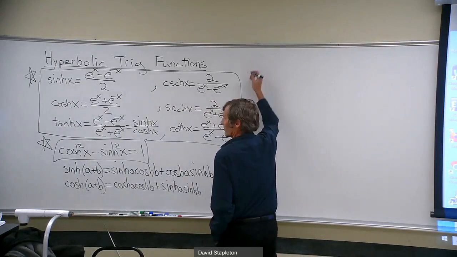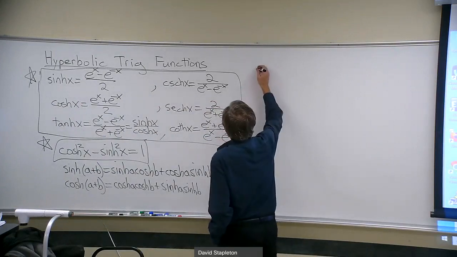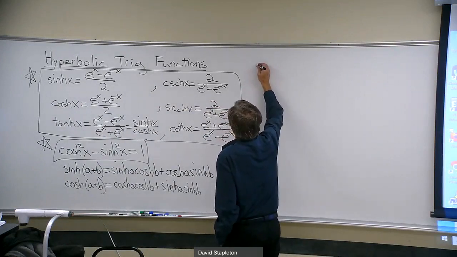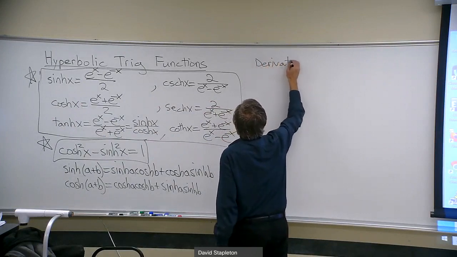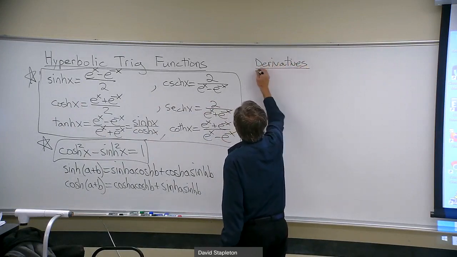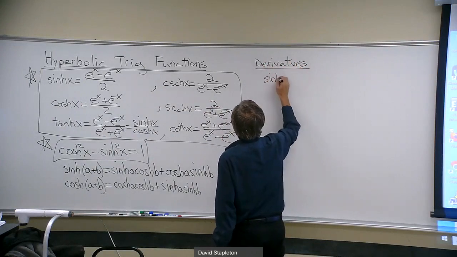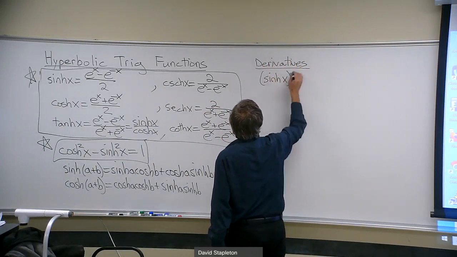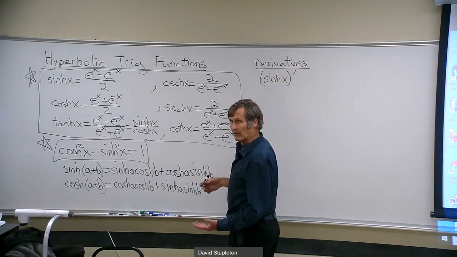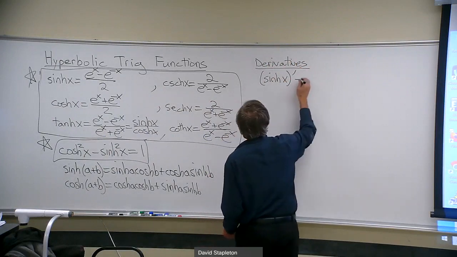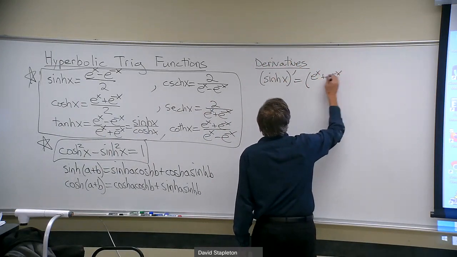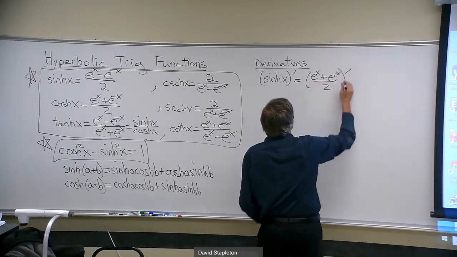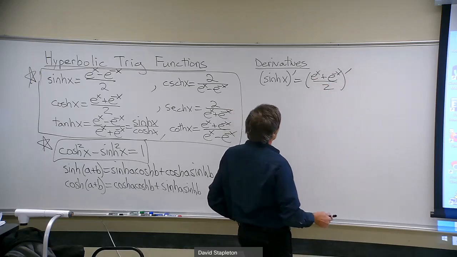Now, what about derivatives, right? We're about calculus with these things primarily. So what about these? What could be the derivative of the hyperbolic sine of x? Well, we only have one thing to go by right now, right? It's the definition. E to the x plus e to the minus x over 2. I'm taking the derivative of that. Wait a minute, I can do that from elementary calculus, right?